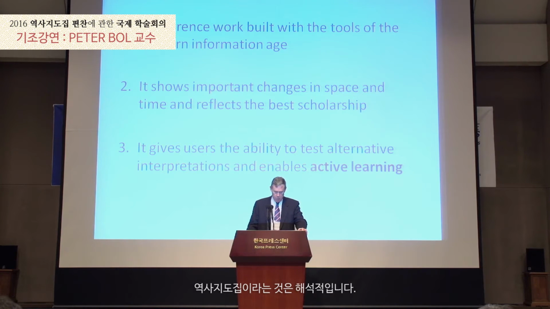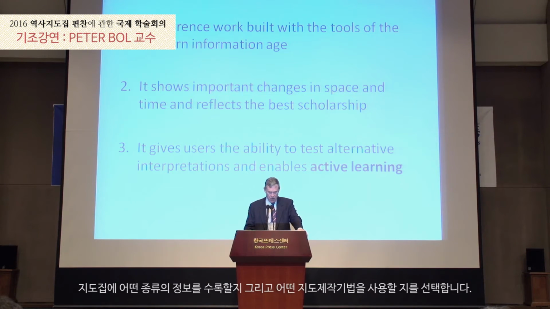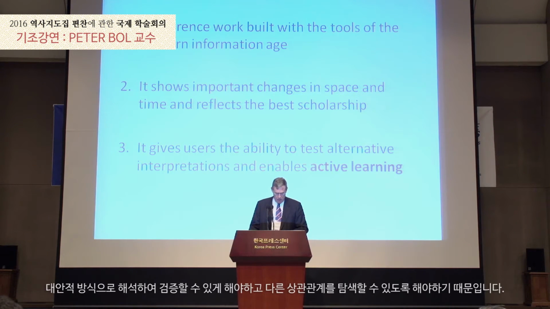An atlas is interpretive. It makes choices about what kinds of data it includes and the cartographic techniques it uses to illustrate and highlight the correlations the atlas makers see between different data layers. Because it is interpretive, it ought to give the users the ability to test alternative interpretations of the data and look to other correlations.